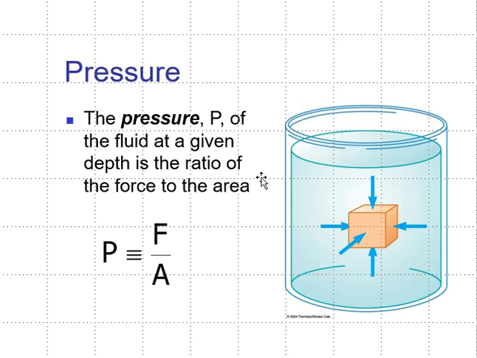The pressure of a fluid is given by the force that the fluid exerts divided by the area. Now the force will always be perpendicular to whatever body you have, so there's no shear. We're assuming there are no shear forces here that would be tangential to a surface.